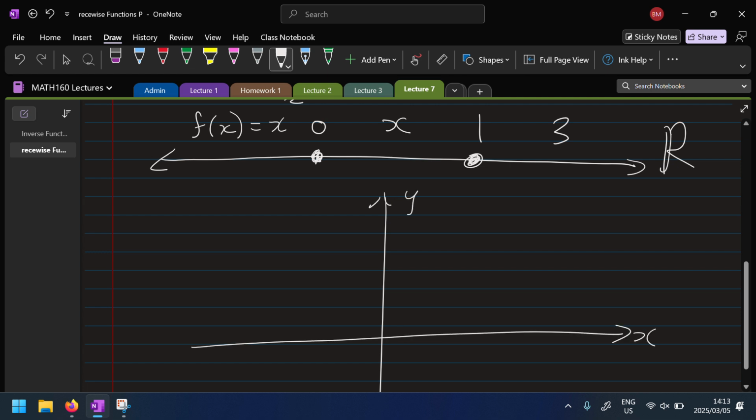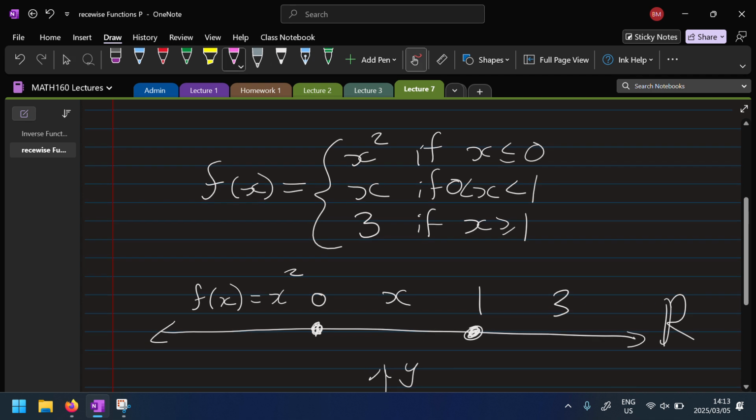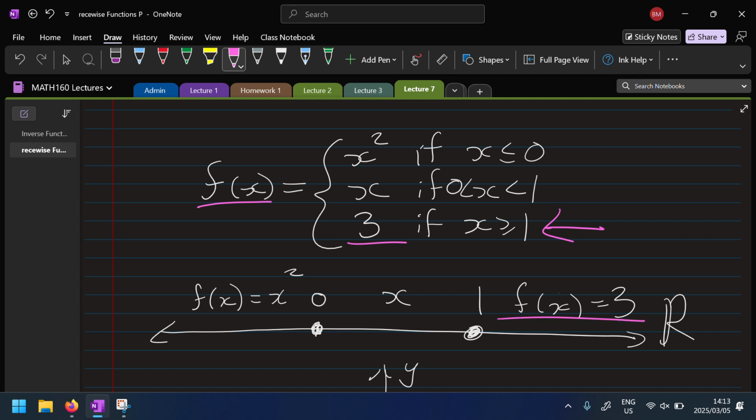Here we've got x, here we've got y, and we're going to plot this now. We plot it by cases. The 3 is from this. So f of x equals 3. That's this pink part. I can put more colors. Yeah, I can put whatever you want, but this is just an example.